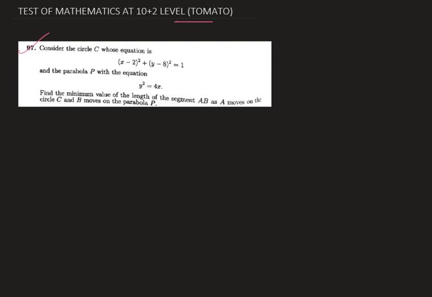ओके, तो आइए देख लेते हैं कि इस क्वेश्चन में क्या पूछा गया है। We have to consider a circle C with equation (x minus 2) whole square plus (y minus 8) whole square equals 1 and the parabola P with equation y square equals 4x. Now we have to find the minimum value of the length of the segment AB as A moves on the circle C and B moves on the parabola P.